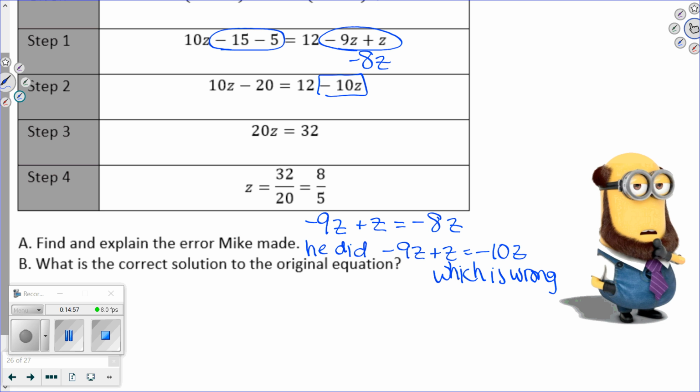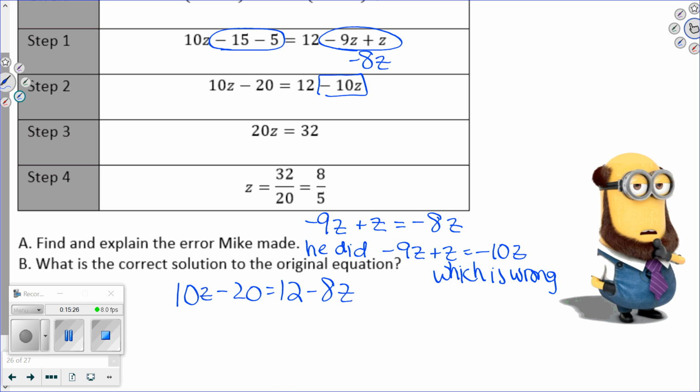So what do I need to do? I need to finish solving it. Do I have to start at the beginning? No. I know the error took place here, so I'm just going to pick it up from there. 10z minus 20 equals 12. Shouldn't be minus 10z. Should have been minus 8z. If it makes you more comfortable and you want to start at the beginning and start it over, you can. That's fine. I'm a lazy mathematician. I'm going to start right where I saw the error took place.